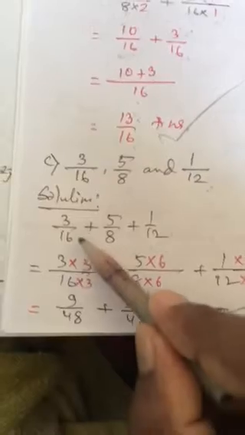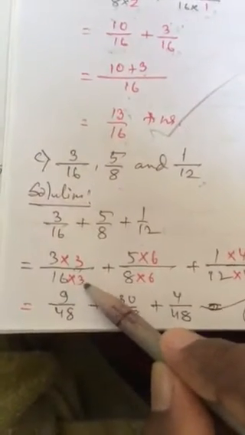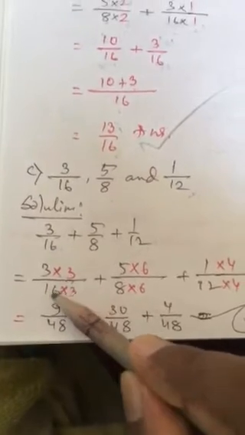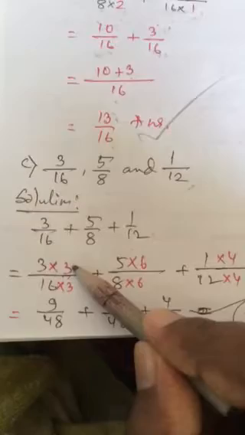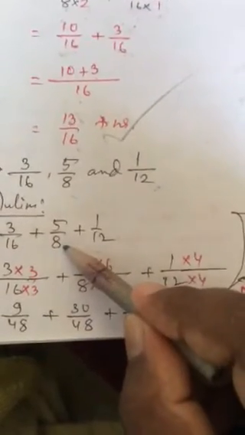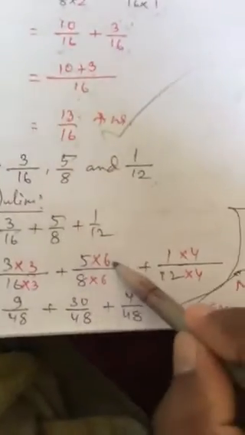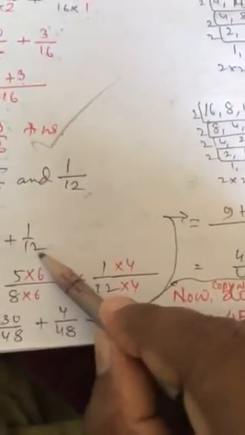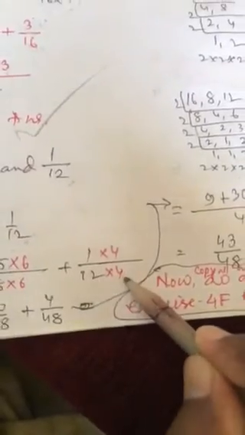To convert 16 to 48, we have to multiply 16 by 3. So 16 3s are 48. As you have multiplied the denominator by 3, the numerator should also be multiplied by 3. This 8 also should be converted to 48: multiply 8 by 6, and 5 by 6. We have to convert 12 also into 48. To convert 12 into 48, we have to multiply 12 by 4. 1 also should be multiplied by 4.